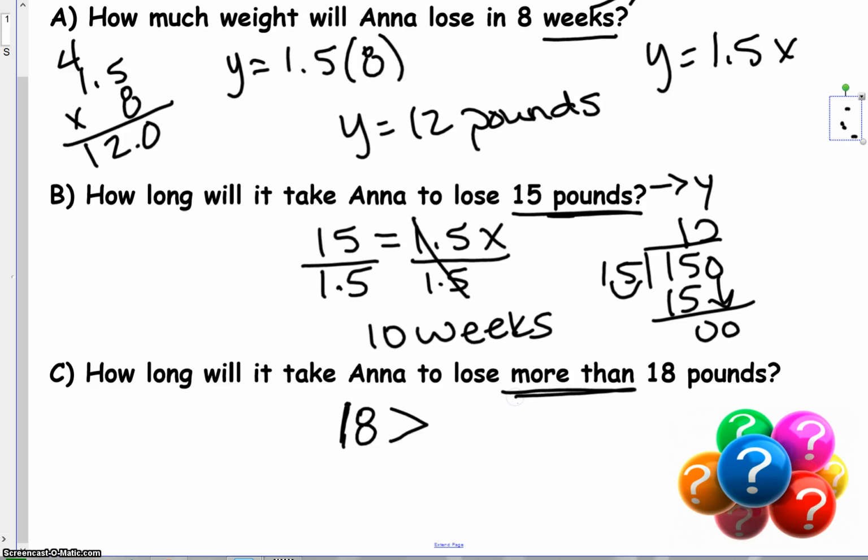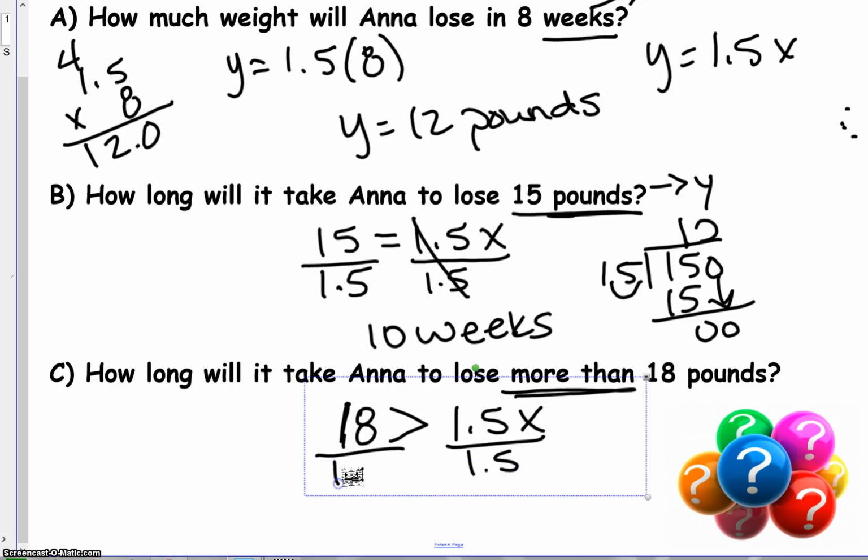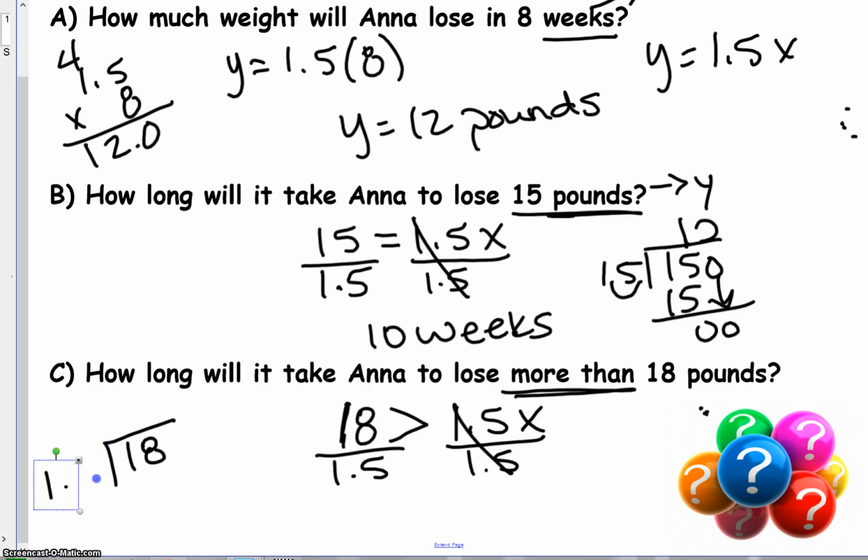More than we know is greater than. And we have 1.5x. Well, solve it just like an equation. 1.5 divided by 1.5. Use your calculator if you need to, or do your long division over here. Move that decimal, which means you add a 0. 15 going into 18 one time. That's 15. How many times can 15 go into 30? It'll take her 12 weeks.